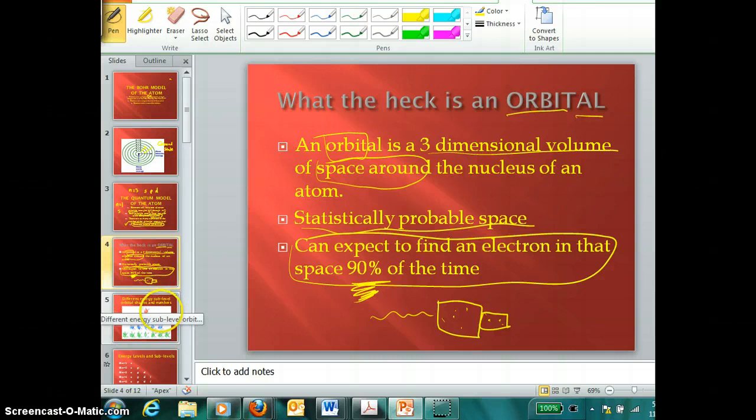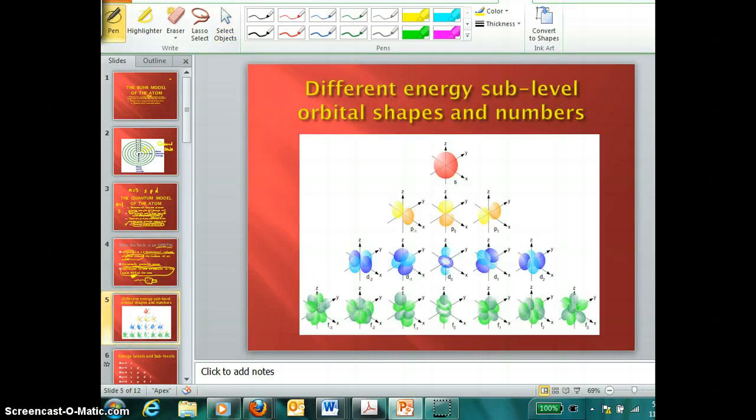Now, what do these orbitals look like? Well, this is what they look like. The simplest type of orbital and the lowest energy. These are listed in order of increasing energy. Electrons that live in these orbitals have less energy than the electrons in these, and so on and so forth, right on down to the end.